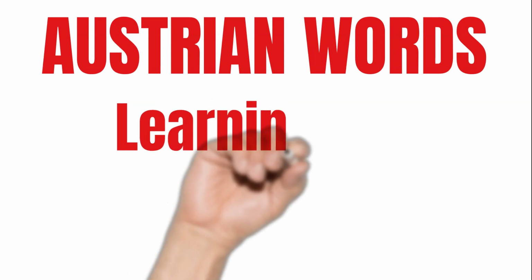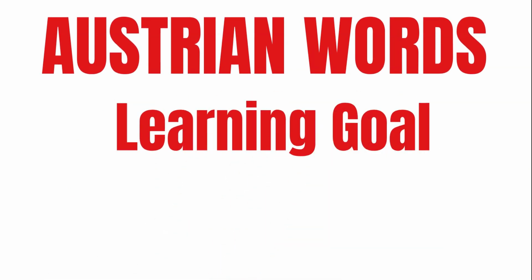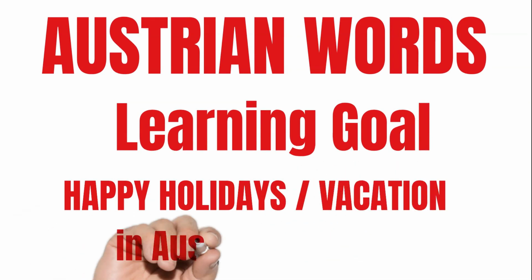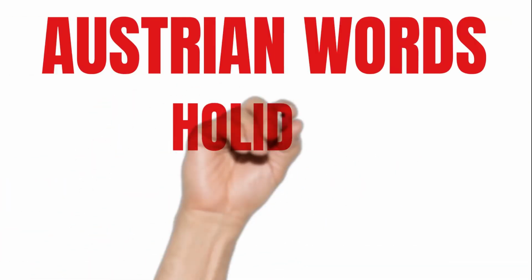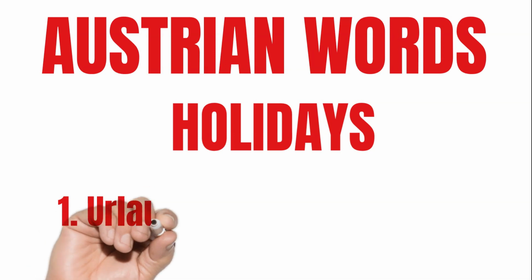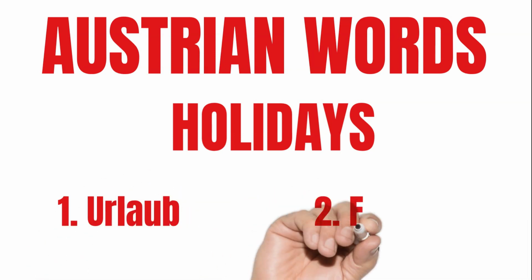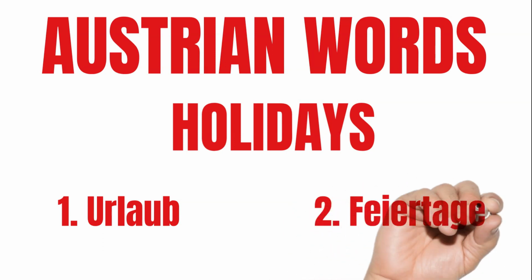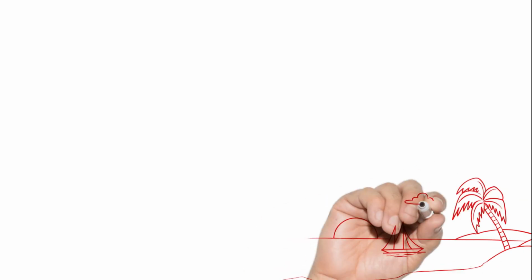The learning goal of this Austrian German tutorial is to learn how to say happy holidays in Austrian German. In German, we can translate holidays as Urlaub on the one hand, meaning spending time around a lake or in the mountains, and Feiertage, meaning public holidays, on the other hand. Let's start with the translation Urlaub.